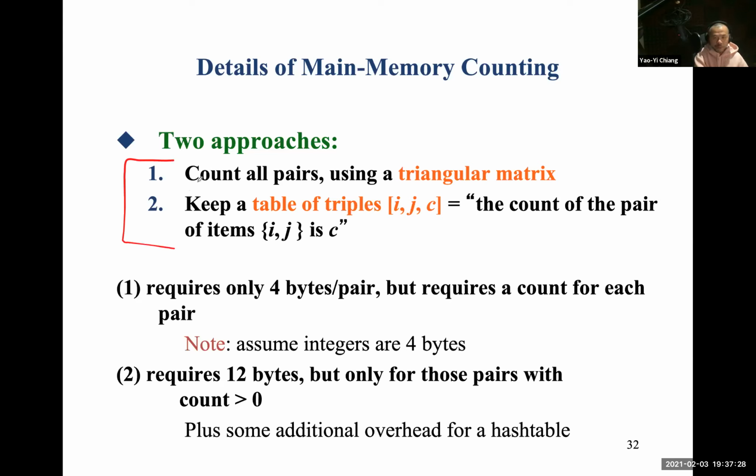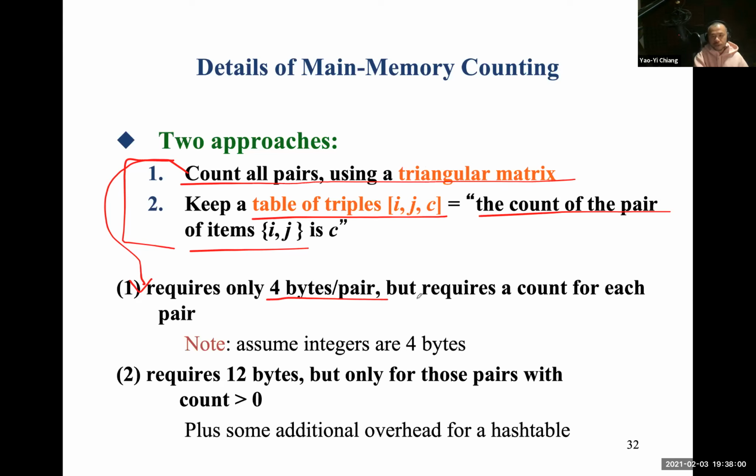We can count all pairs, or we can keep a table of triples to count pairs of items. Let me tell you the difference here. To count all pairs like we did before, I'm going to explain this, but just look at the requirements first. If we are going to count all pairs, you are going to need 4 bytes per pair.